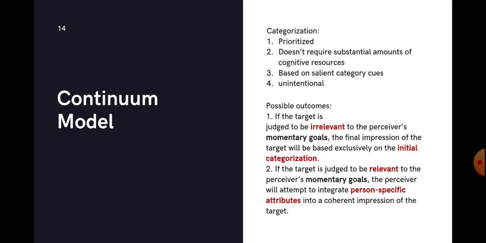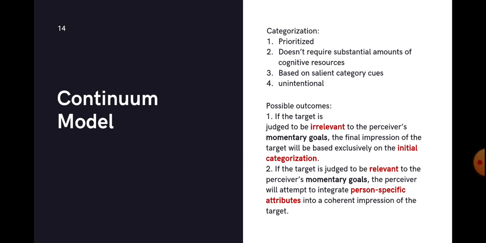Because I'm looking for a philosopher, I judge that target as being irrelevant to my momentary goal, which is to find a philosopher. Then my final impression of that target will be based exclusively on the initial categorization I made before.